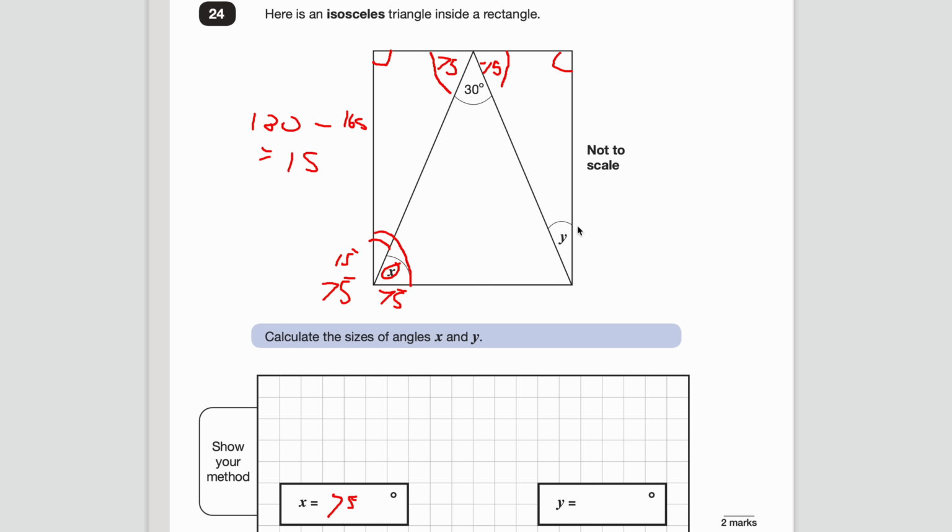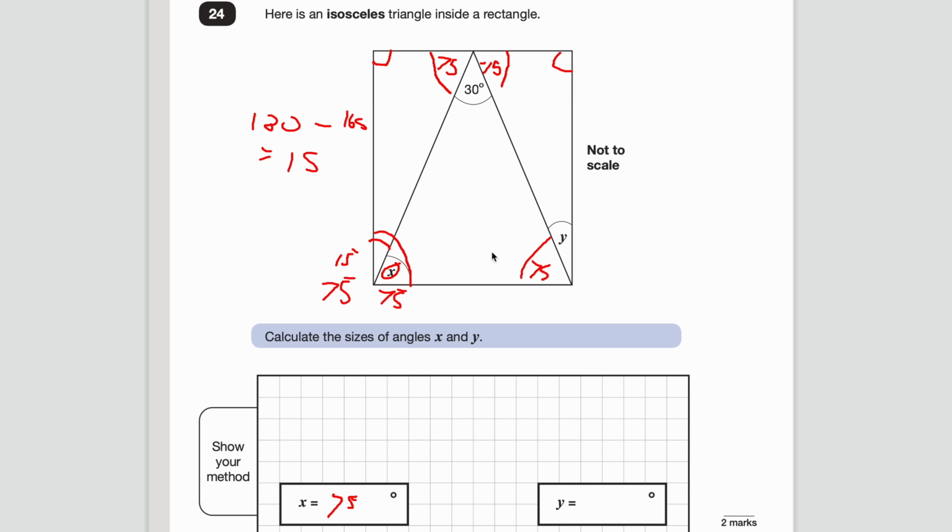Now, how are we going to work out Y? It's a very similar proposition. We know that 75 is this corner here, 30 is this corner. So that must mean in total, they're 105. All triangles have 180 degrees. So 180 subtract 105. So this angle is 75.